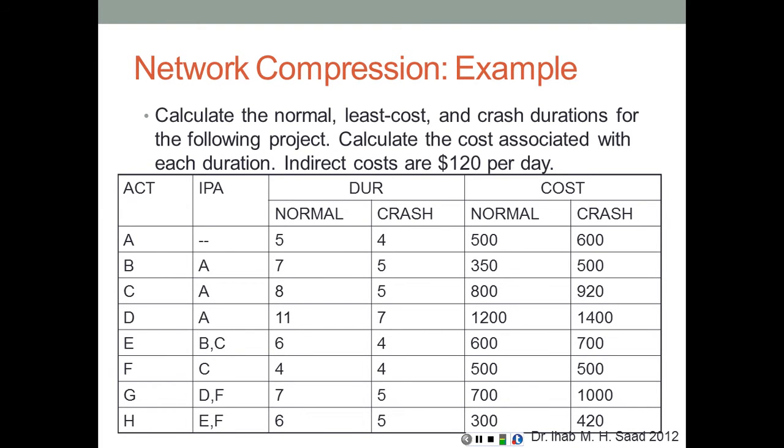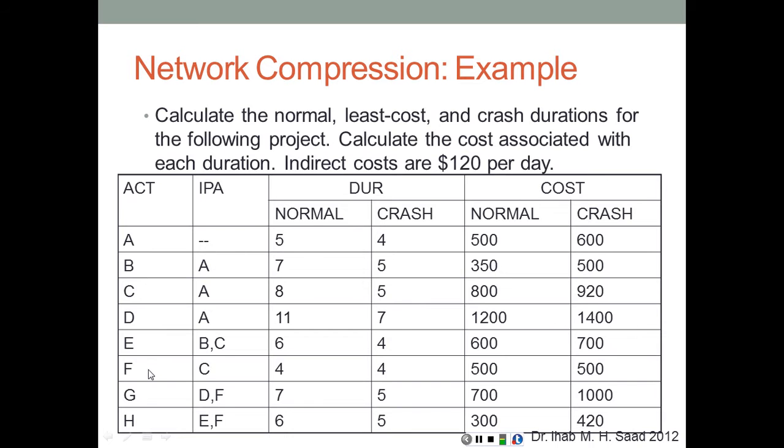whereas indirect costs are $120 per day. So the costs given here in this table are basically direct cost for each activity. It shows the activity, its immediate predecessor, normal duration and crash duration, which shows the amount of compressibility that the activity has, in addition to the normal cost and crash cost, how much it would cost to compress this activity by that amount of time. So for example, activity A can be compressed by 1 day, which is the difference between the normal and the crash duration, at an extra cost of $100, which is the difference between the crash cost and the normal cost. And we have that for all the activities.